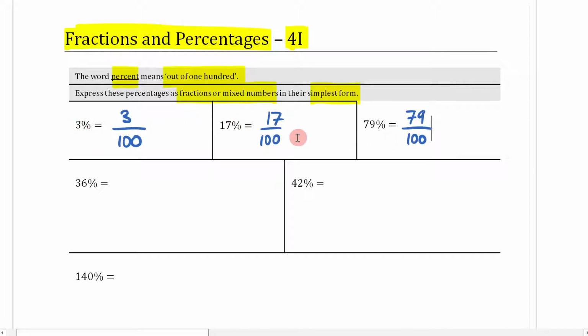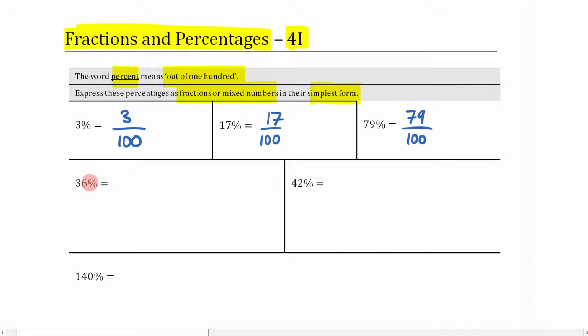Now, all of these examples are quite nice because they can't be simplified, so you just leave them as they are. But now we come to ones that can be simplified. It's really important that you follow my working here. Remember, if I write something down, you write something down. I want to see your simplification here.